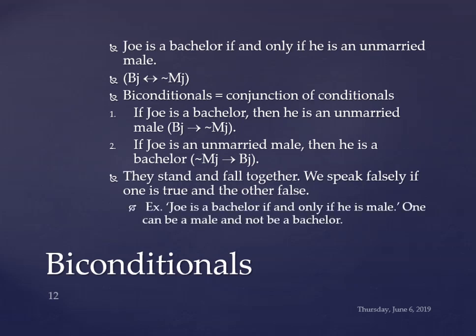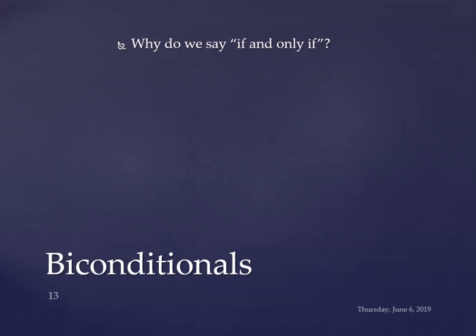So a good example of a false biconditional would be this: Joe is a bachelor if and only if he is male. That's false because one can be a male and not a bachelor, like me. I'm not a bachelor, I'm a husband. I'm married. All right, so you might be wondering, why do we say if and only if? What's the point?